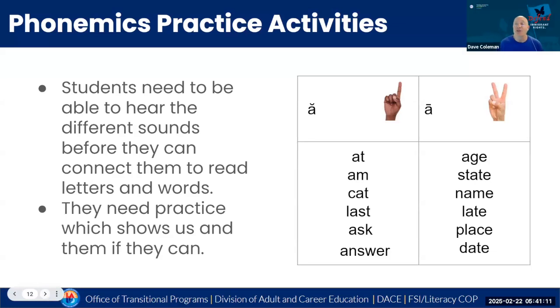So students can, when they hear it, either say one finger for short and two fingers for long A, or you can have them actually do the symbol that they see with the letter. It depends on your students. You might start with one and then get more complex or sophisticated.